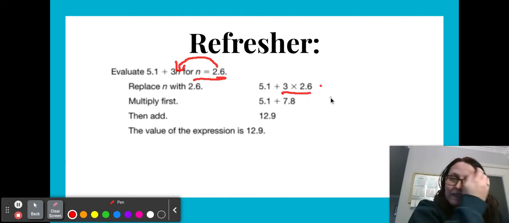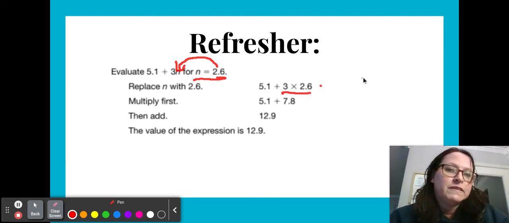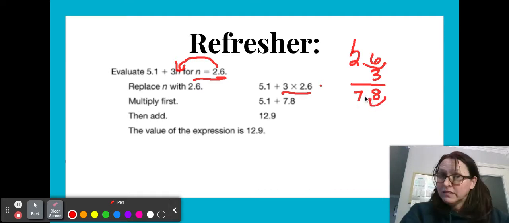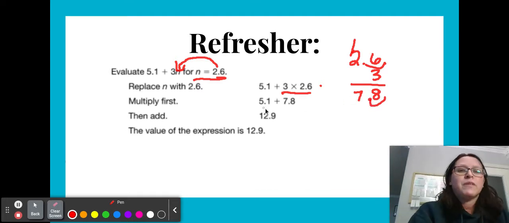3 times 2.6. They solved it for me and said it's 7.8, but if I did 2.6 times 3, 3 times 6 is 18. 3 times 2 is 6, plus 1 is 7. I count my decimal place 1, and I move it over 1 place. So it is, in fact, 7.8.